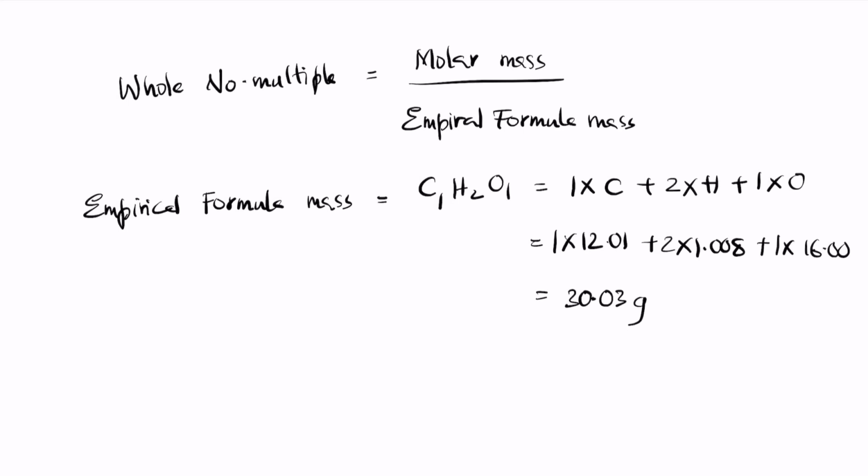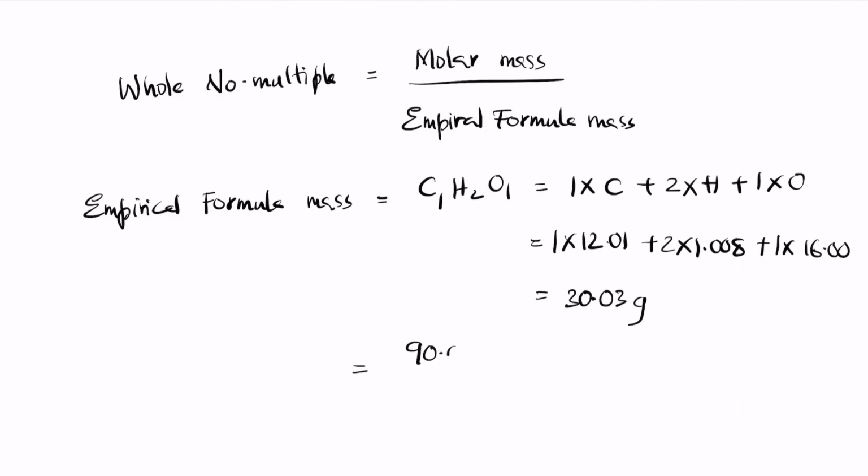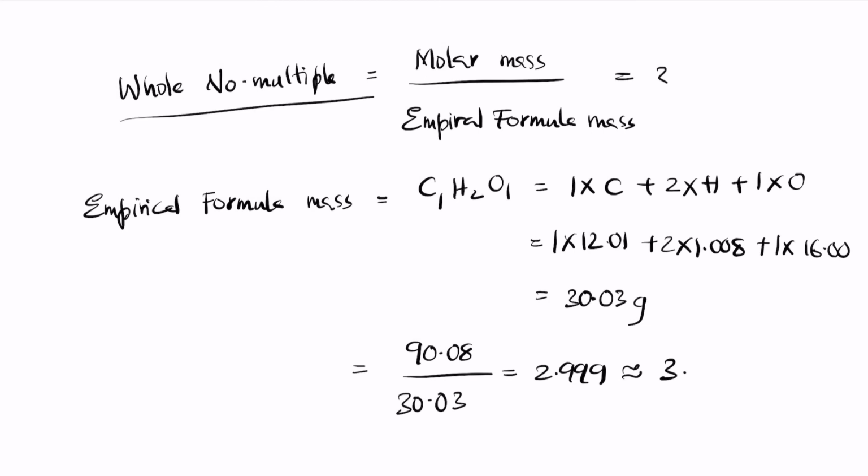So that gives you a value of 30.03 grams. So the molar mass is 90.08 over 30.03. So 90.08 divided by 30.03 gives you 2.999, which is nearly equal to 3. So the whole number multiple is 3.